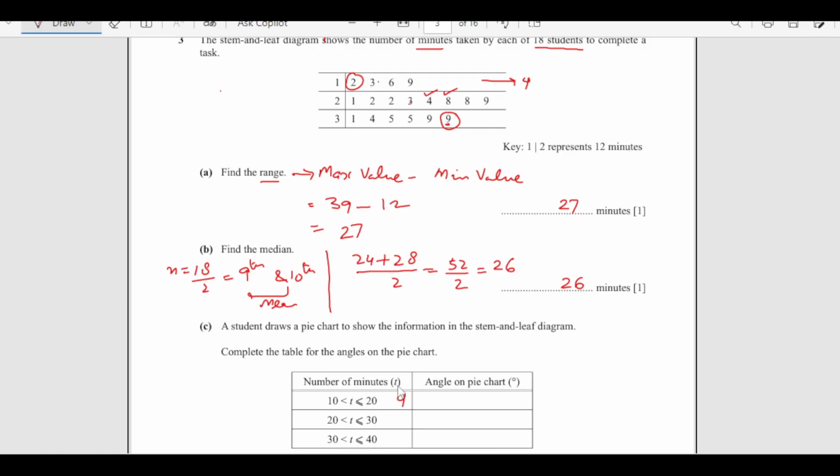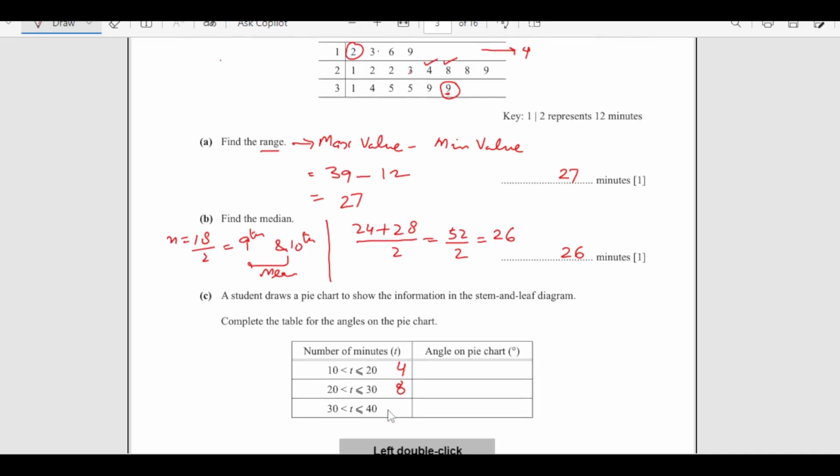Then 20 to 30, this line is 20 to 30, is 1, 2, 3, 4, 5, 6, 7 and 8. So we will write down here 8. Okay, then 30 to 40 is 1, 2, 3, 4, 5 and 6. So we have 6 over here.